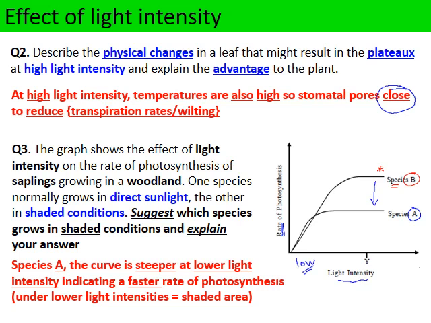So the rate of photosynthesis is steeper at lower light intensity. So we don't really say the curve, we say the rate of photosynthesis is steeper at lower light intensity, indicating a faster rate of photosynthesis in shaded areas for species A.